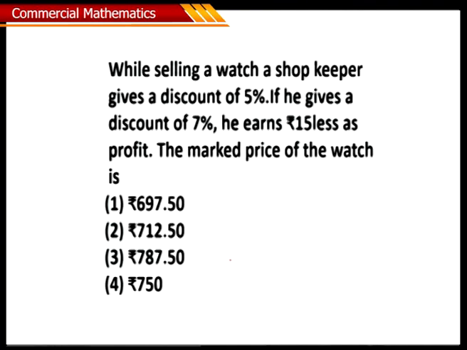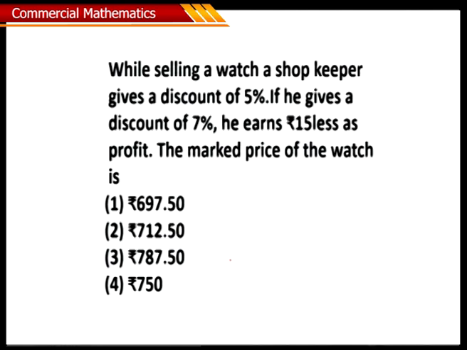Profit and loss problems we have seen, simple interest we have seen, and percentages also we have seen. Now how do we go for the other problems? Let us see. Here the next question goes like this, just look at the screen. While selling a watch, a shopkeeper gives a discount of 5%. If he gives a discount of 7%, he earns 15 rupees less as profit. The market price of the watch is?